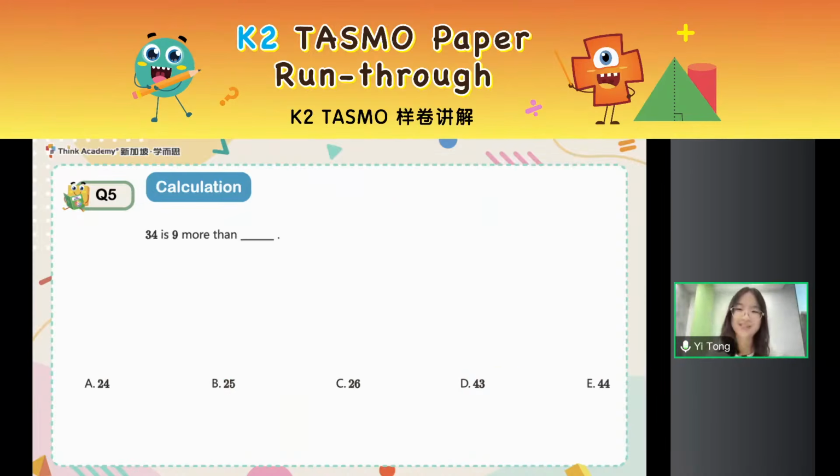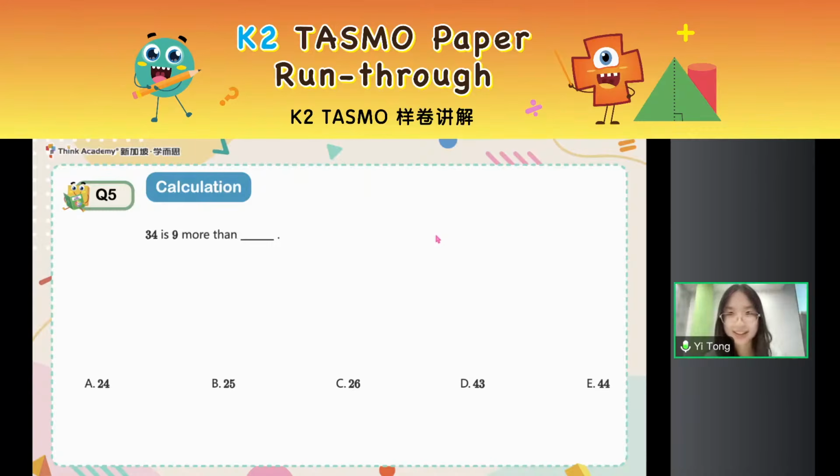Let's move on to question 5. Question 5 is a calculation problem shown in words. So our job is to be a translator, and we translate from words to equations. Look at the question. 34 is 9 more than. Whenever we see is, that means equals to. And when we see more than, how do we translate to math symbols? For more than, we can use plus. And for less than, we can use minus.